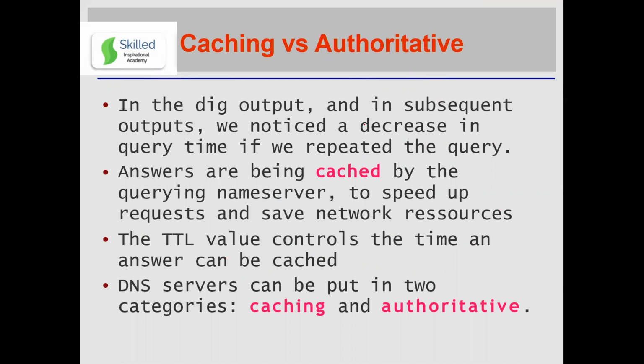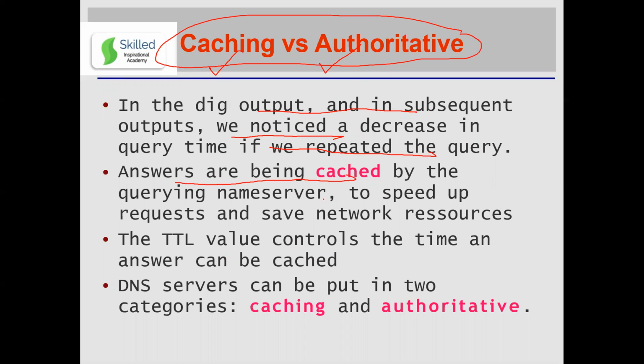We have talked about caching, and we have talked about authoritative and non-authoritative servers. Now let's see the difference between caching and authoritative. Whenever you dig or do an NS lookup, in subsequent requests we notice a decrease in query time if we repeat the query. Why? Because answers are being cached by the querying name server. We have talked about this previously, to speed up requests and to save network resources. TTL is the value which controls the time answers can be cached.